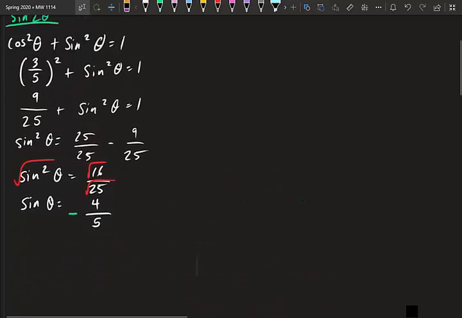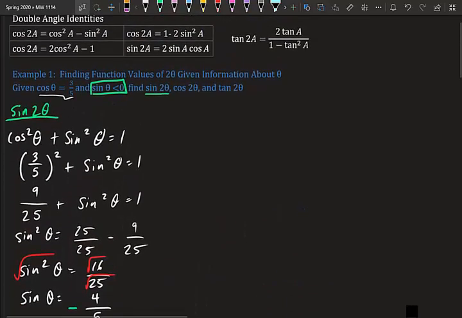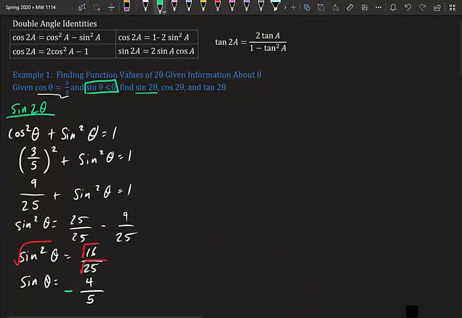Alright, so now that we have sine, we can find sine 2 theta. The reason why we had to find sine to begin with is that in order to find sine 2 theta, we're going to be using the formula sine 2a equals 2 sine a cosine a. So in order to find sine 2 theta, we need sine and we need cosine.